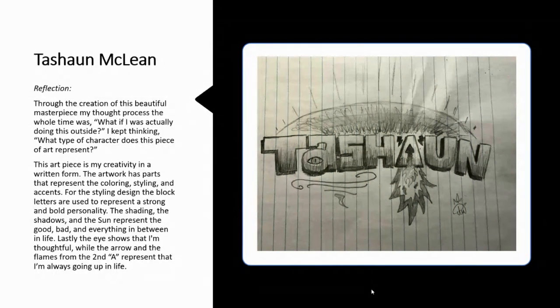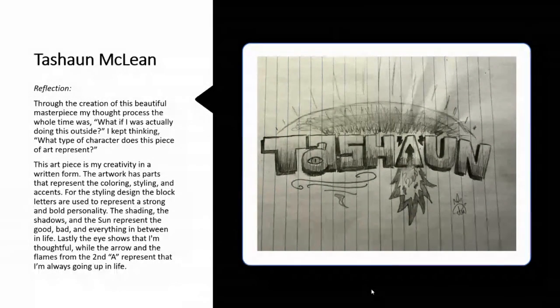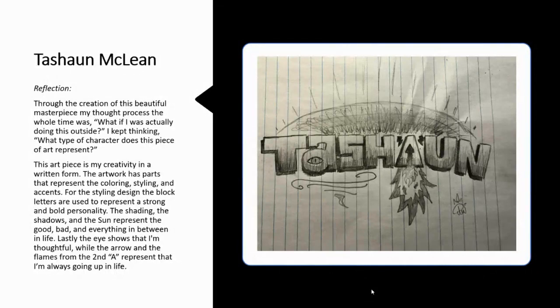The artwork has parts that represent the coloring, styling, and accents. For the styling design, the block letters are used to represent a strong and bold personality. As he mentioned, the shading, the shadows, and the sun represent the good, bad, and everything in between in life. So I really love the symbolism here, Tashawn. And then lastly, the eye shows that I am thoughtful, while the arrow and the flames from the second A represent that I'm always going up in life.